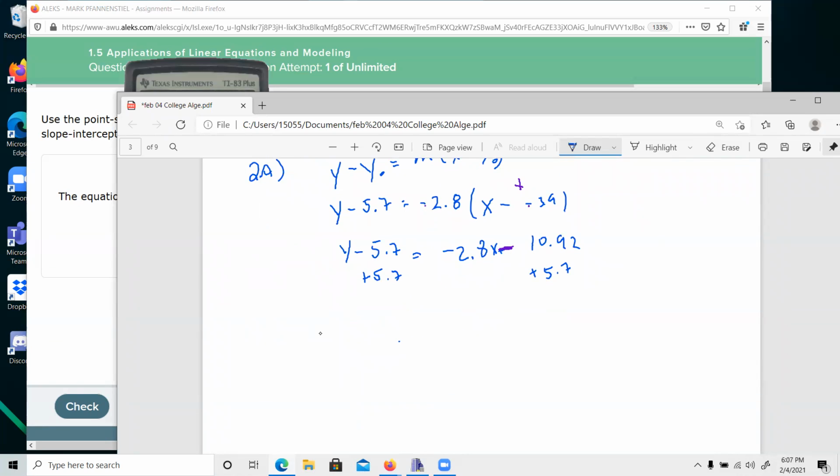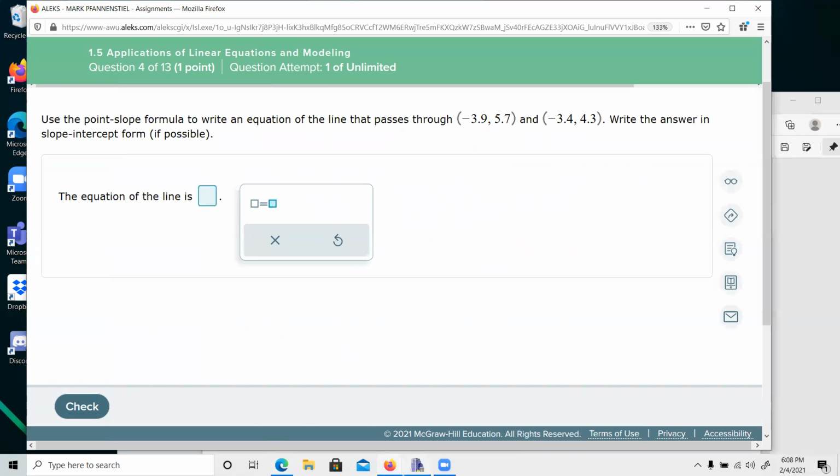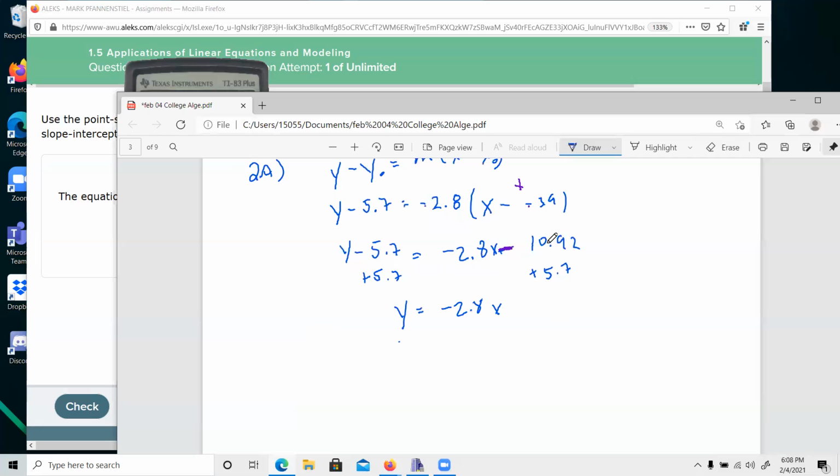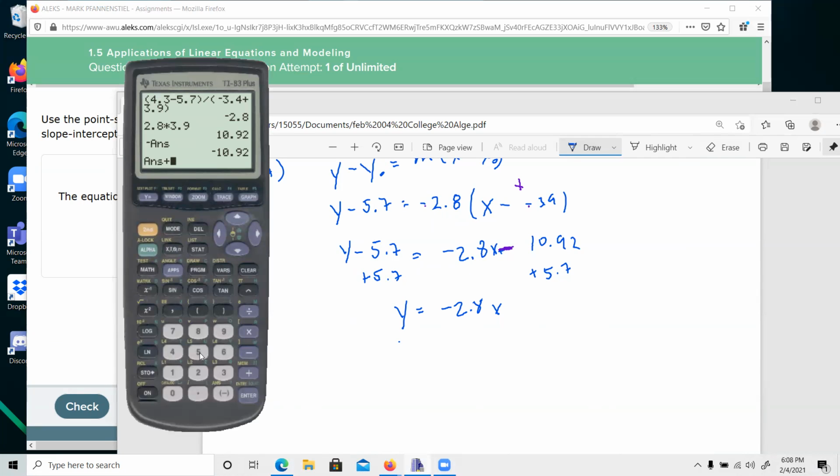Okay, so we have y is equal to negative 2.8x. Now we have negative 10.92. So negative, here, watch. It takes the last thing you have and puts it there. So I said negative this thing. Okay, so we have negative 10.92. We're going to add 5.7 here. Negative 5.22.